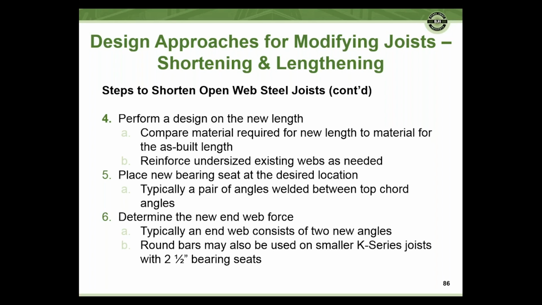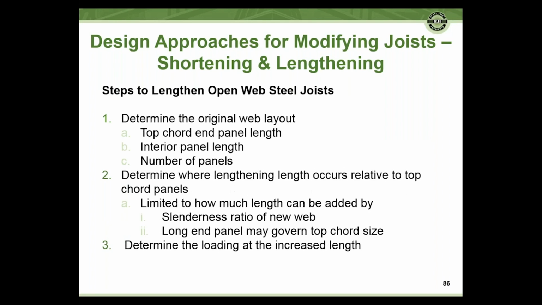You're going to have to add a new bearing seat at the top chord for the new location. This is typically a pair of angles that can be welded either outside or inside the top chord. Determine the force in an end web. Typically that new end web could be two new angles, a round bar, or a square bar. You want to make sure that it's going to work with your bearing seat. And finally, for K-series joist, that bearing seat is typically 2.5 inches deep, so make sure they weld that new bearing seat in at that depth.